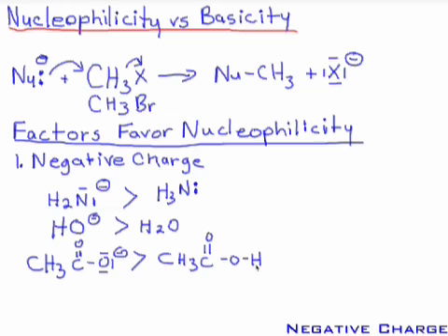So negative charge favors nucleophilicity. How about basicity? We already know our trends for acidity in the periodic table. In a general period in the periodic table, as you go to the right, electronegativity increases. Because electronegativity increases, the atoms increase in their ability to give up a proton, because when you give up a proton, you gain a negative charge.